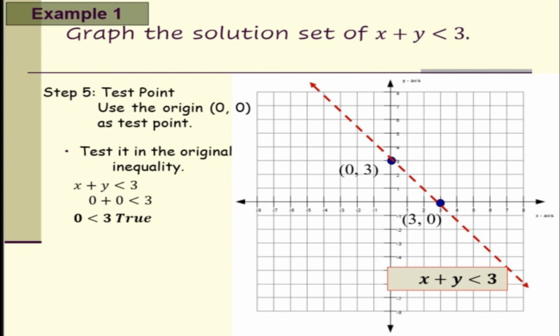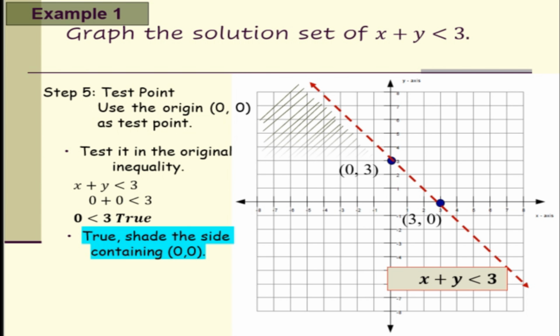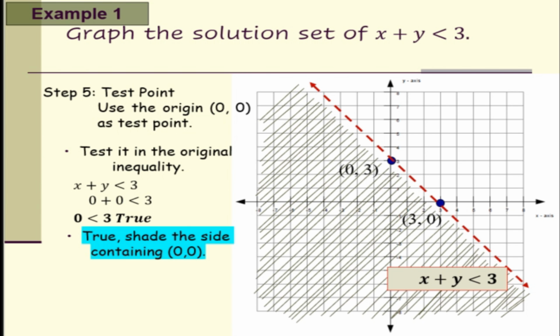Remember that if the resulting statement is true, shade the half plane that includes the test point. On the other hand, if the resulting statement is false, shade the region that does not include the test point. For this, the resulting statement is true, therefore, shade the side containing 0, 0, or the origin. So here is the graph of the inequality x plus y is less than 3. The solution set of x plus y is less than 3 is the shaded portion of this graph.